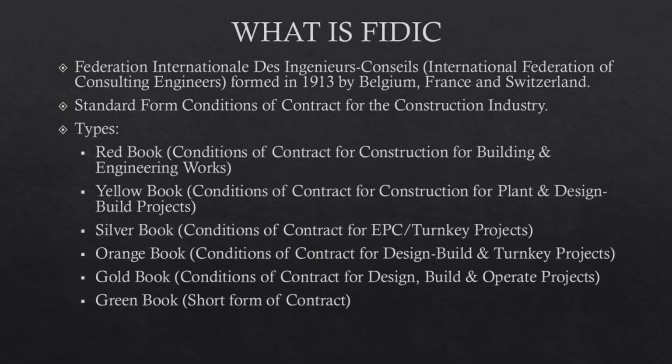Now these are the different types of FIDIC books. It will depend on the type of project. If it is a normal building project, the red book is followed. If it is a plant and design project, it will be the yellow book. The silver book is used for EPC or turnkey projects. The orange book is used for design, build and turnkey projects. The golden book is used for design, build and operate projects, and the green book is used for relatively small projects. So depending on the type of project, the type of book will be different.